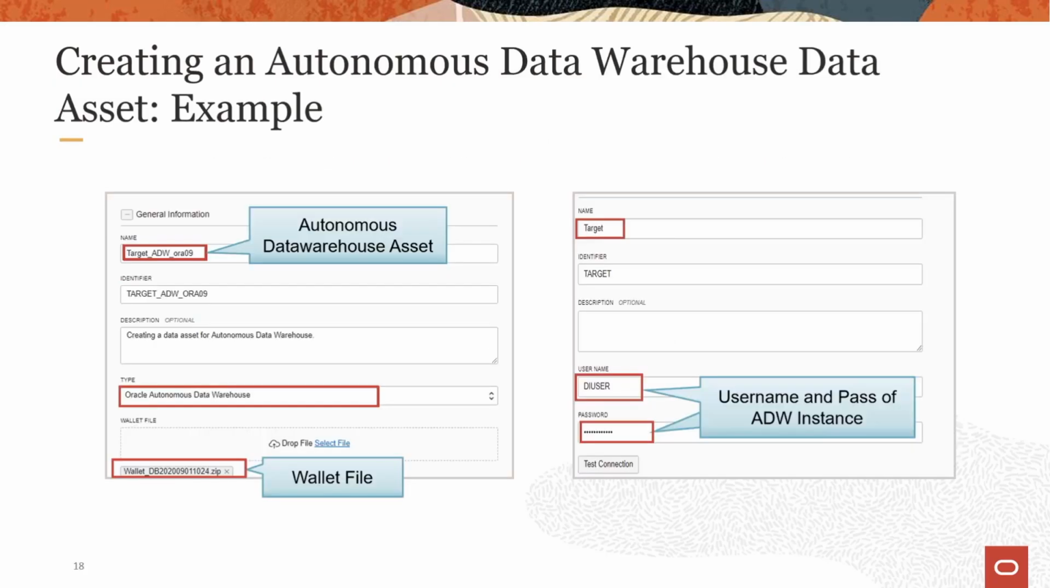Here is an example of an ADW asset. Give the name, identifier, and description of the ADW asset you want to create. Upload the wallet file as shown here. Give the target name and the associated username and password and test the connection.